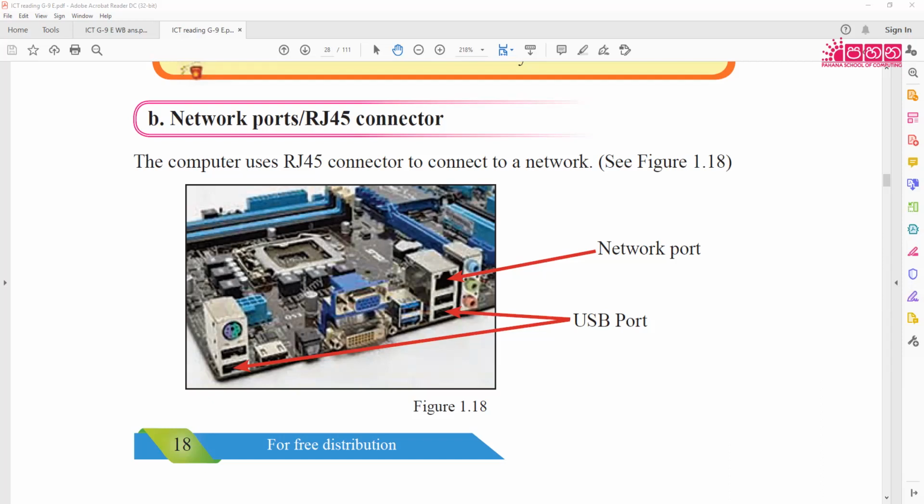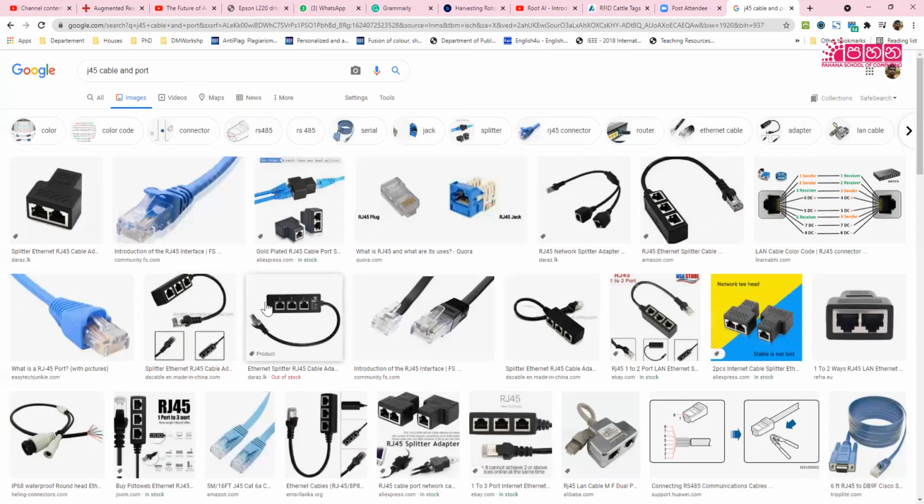This is the RJ45 port, right? Let me start with the figure which shows you the port and the cable. Let me share my screen now. Okay, so now you see here is a port. Usually a port looks like this. These are actually adapters you will see, but it's an RJ45 port.